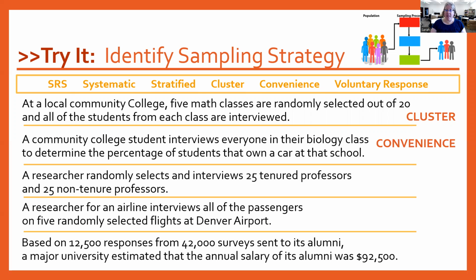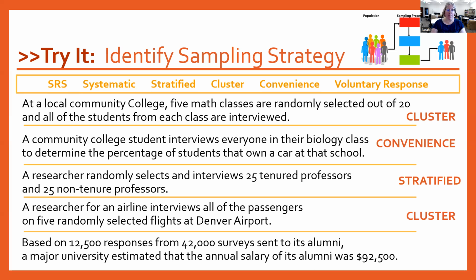A researcher randomly selects and interviews 25 tenure track professors and 25 non-tenure track professors. So now we're back to looking at 2 groups here, several groups. So that'll put me back in stratified and cluster. Since the 2 groups are tenure and non-tenure, and we've taken some from each group, that's going to tell me this is a stratified example. A researcher for an airline interviews all of the passengers on 5 randomly selected flights at Denver Airport. Again, we've got all of the people in the selected groups, so that's going to tell me this is a cluster sample.